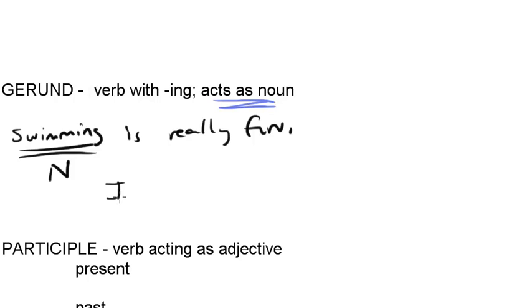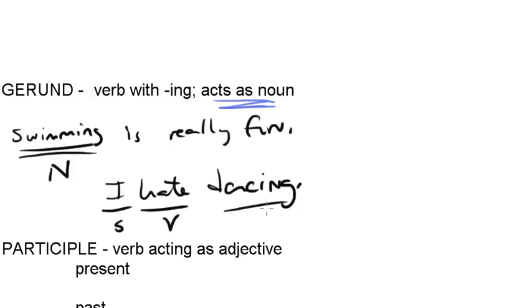So, for instance, I hate dancing. In this case, I is the subject, hate is the verb, and here is our noun, direct object of hate, which happens to be a gerund. So the ways in which nouns can be used, gerunds can be used, right? They're just noun versions. They can be put after prepositions, right?